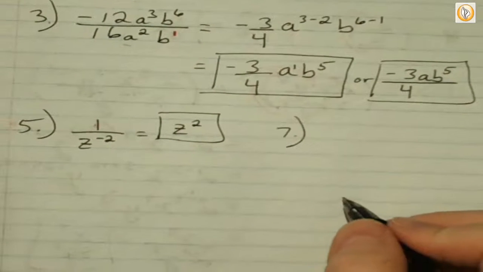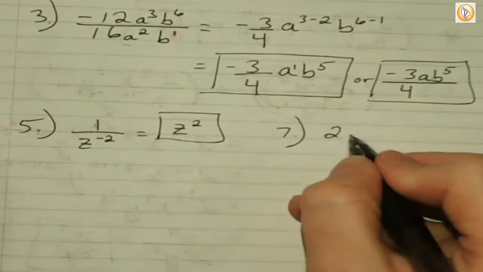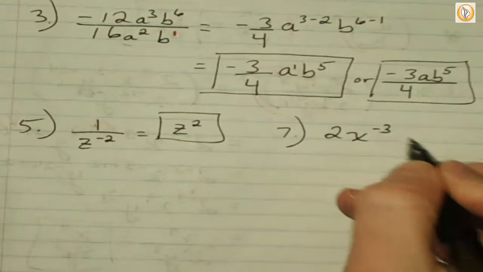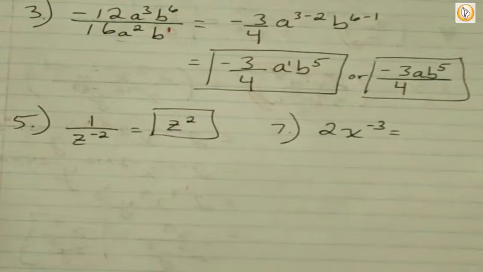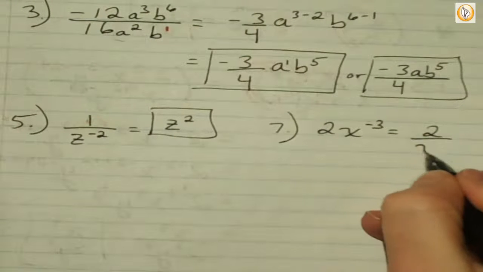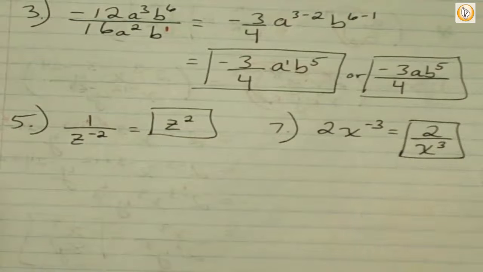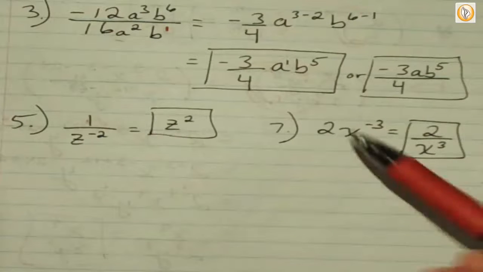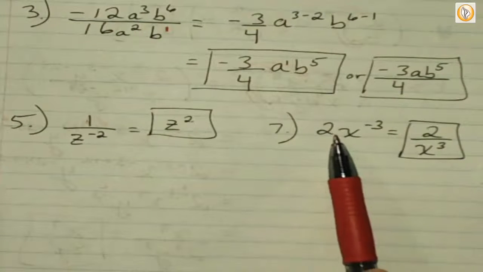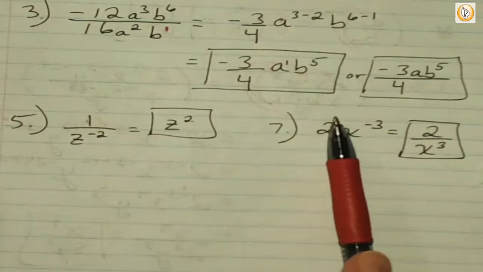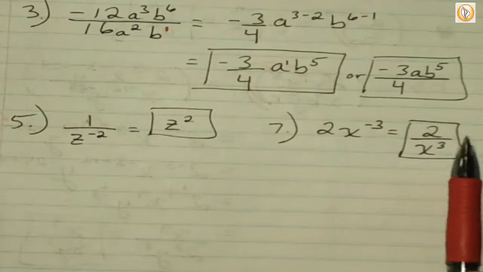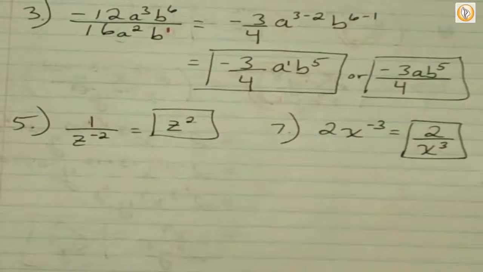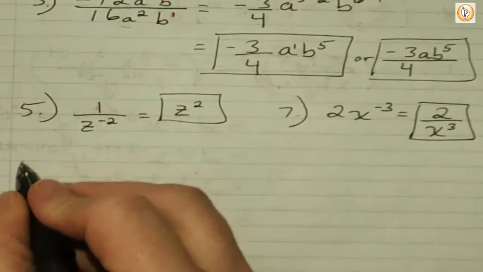Michaela's going to redeem herself in number 7. 2x to the negative 3. What would that be? You're going to do 2 over x cubed. Very good. Good job leaving the 2 alone, because it does not have a negative, so it stays on top, and you bring everything else down. Good job. All right, 11.